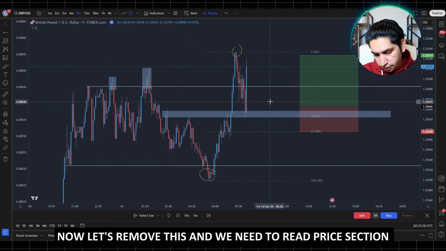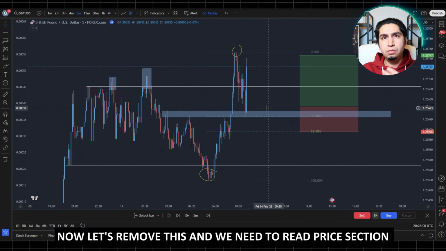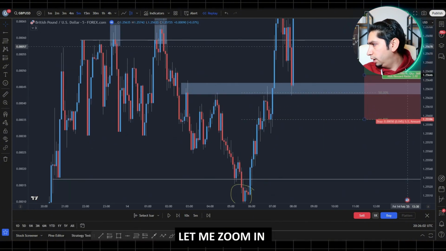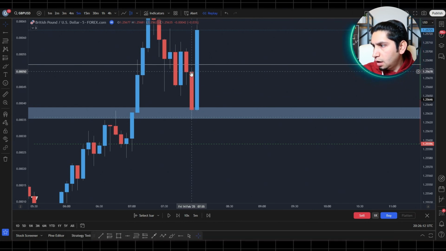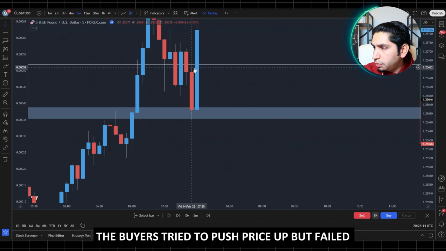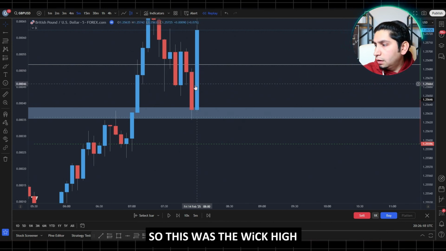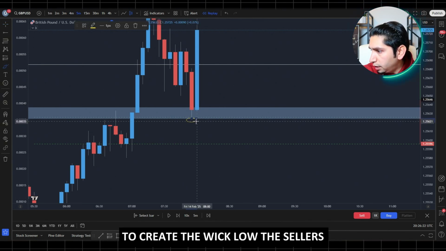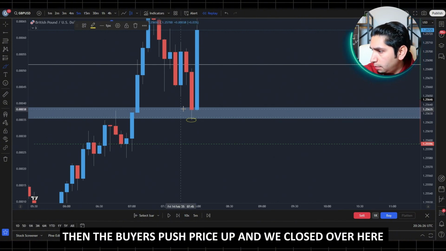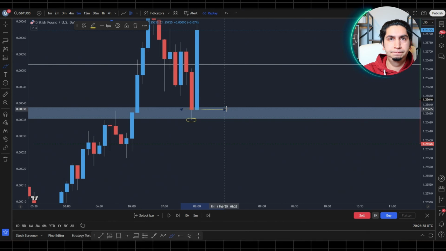Now, let's remove this, and we need to read price action. Let me zoom in. We can see that the market for this candle opened over here. The buyers tried to push price up, but failed. So this was the wick high. Then we went all the way down here to create the wick low, the sellers. Then the buyers pushed price up and we closed over here.